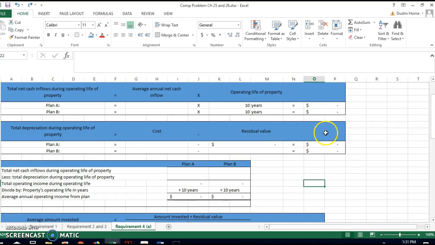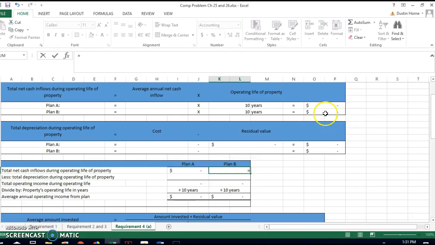Now, we needed all of this so we can figure this out right here: total net cash inflows during the operating life of the property. That is this number up here. So once you get this up here, you can put it in down here. Or I could put equals whatever I get here, and it will automatically bring it down.